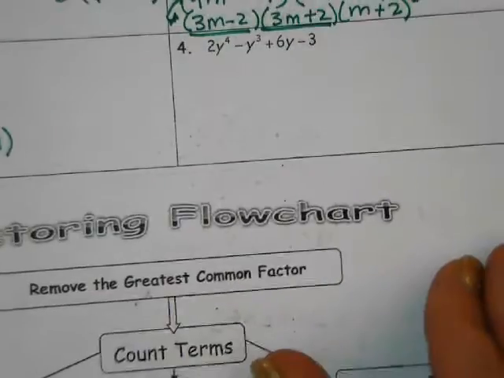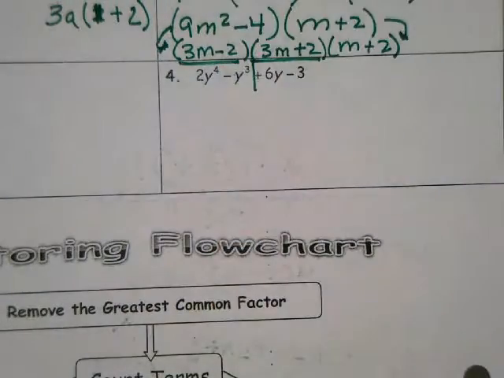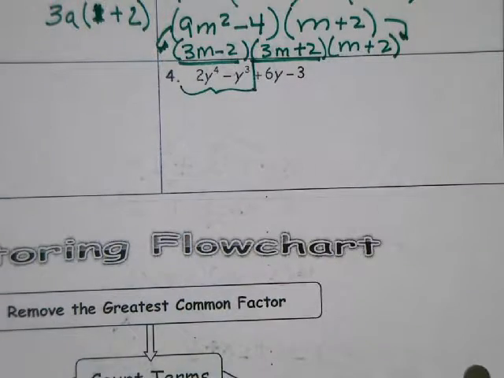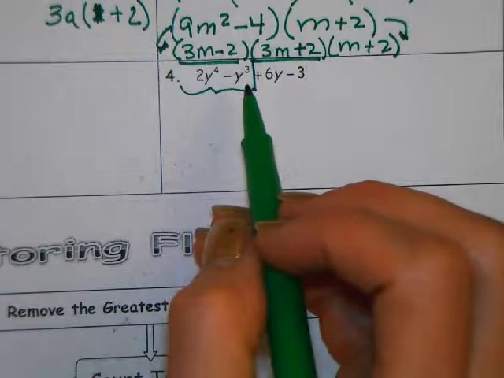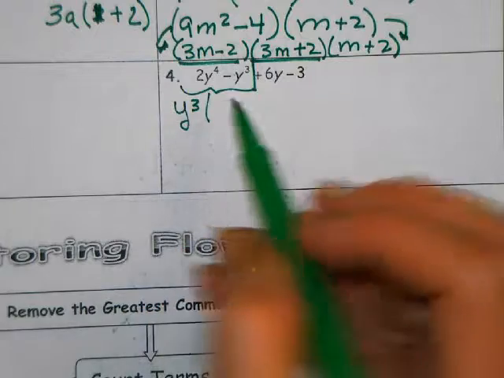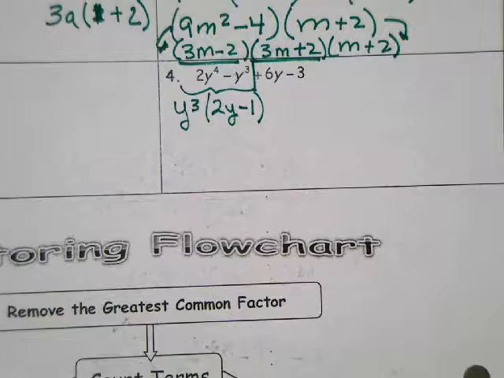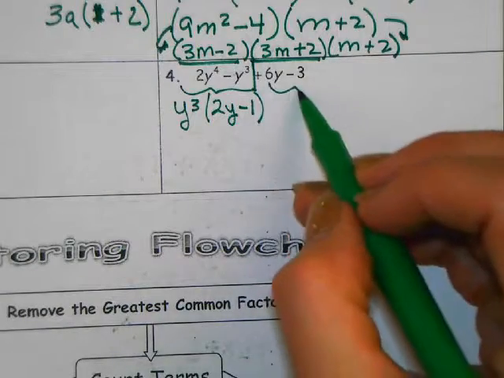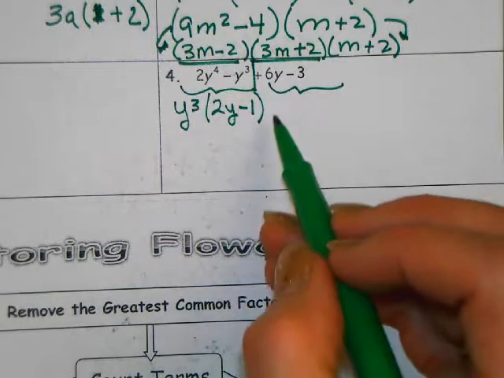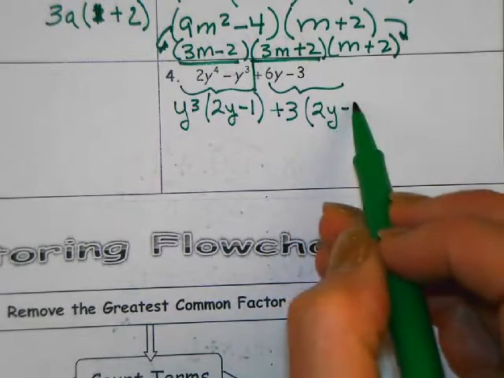Okay? Alright, let's look at number 4 quickly. I'm going to divide it in half. Okay? I'm going to see what's the greatest common factor out of this term. So out of this one, it looks like it is a y cubed. And when I pull a y cubed out, I'm left with 2y minus 1. Right? Then I look at this side. What's the greatest common factor? Looks like it's going to be a 3, so I'll do plus 3. And I'm left with 2y minus 1.